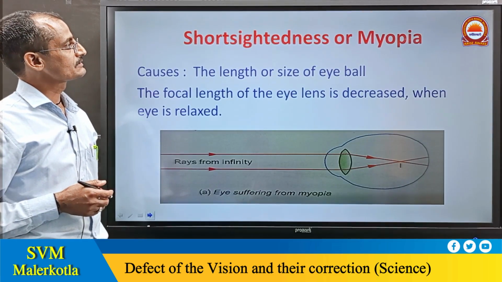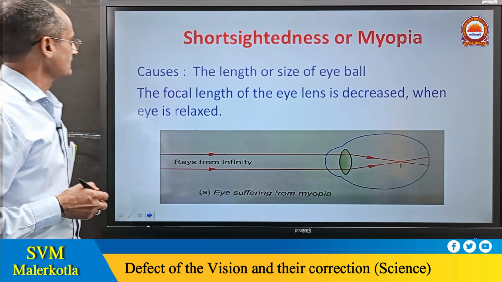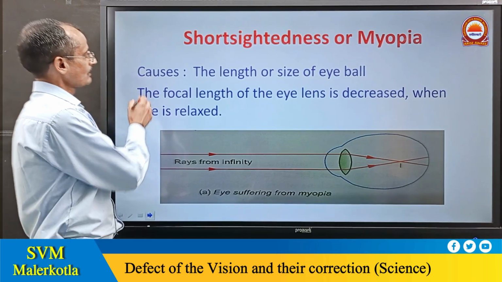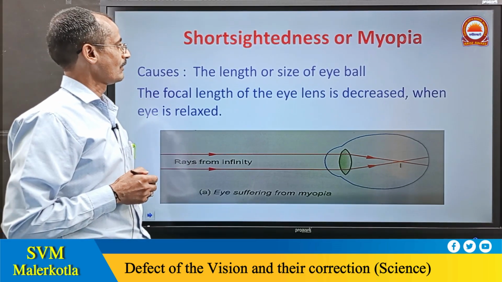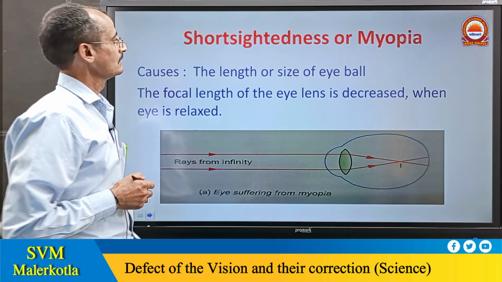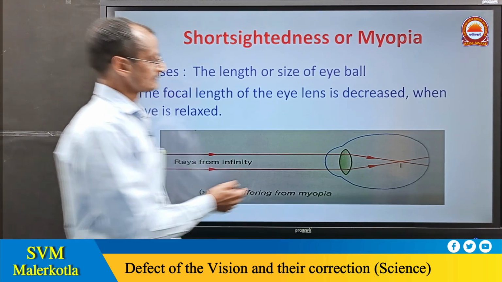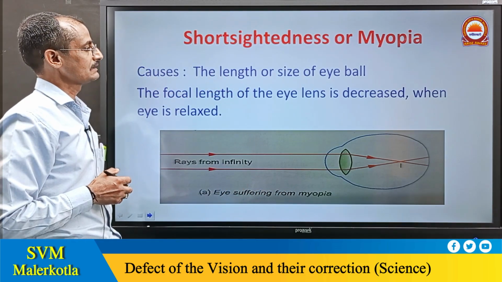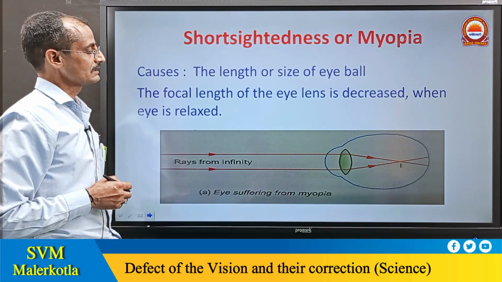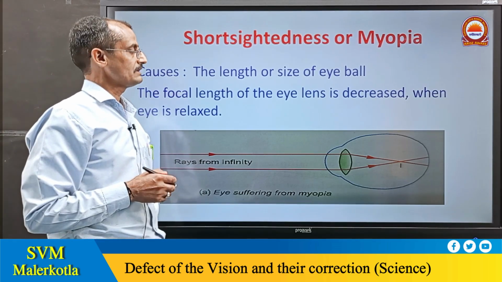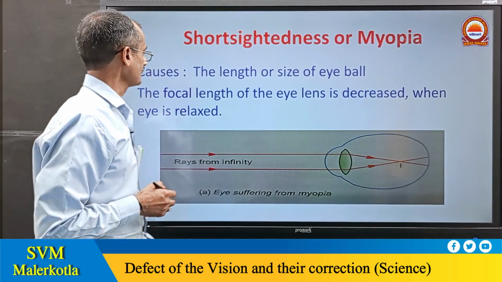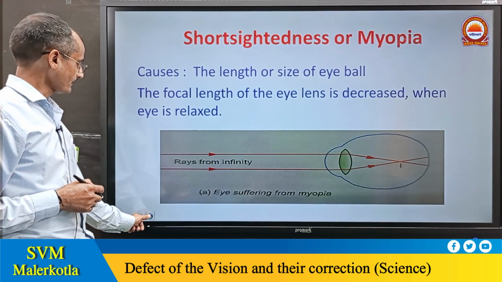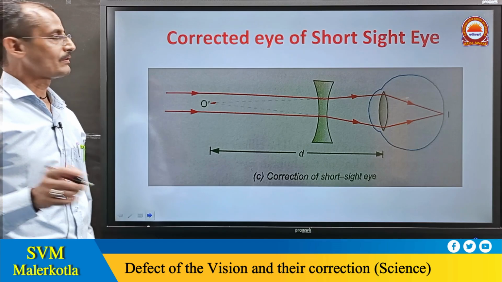Next, short-sightedness or myopia. Now, what are the causes? The first defect, and the cause of this defect is that the length or size of the eyeball increases. Here the length or the size is increasing, and the focal length of the eye lens is decreased when the eye is relaxed. When the eye is in the relaxed mode, the focal length is decreased and the image is not formed at the retina.